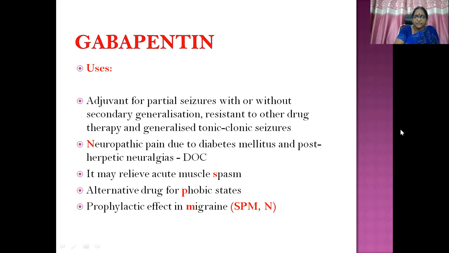And indications are adjuvant for partial seizures with or without secondary generalization, resistant to other drug therapy, that is resistant variety of epilepsy, and then generalized tonic-clonic seizures. And other indications for gabapentin molecule, the mnemonic that I would like to give here is SPM and N, social and preventive medicine and N. S for acute muscle spasm, P for phobic states, M for migraine, and N for neuropathic pains. It could be due to either diabetes mellitus, postherpetic neuralgia. Okay, so that is a drug of choice for neuropathic conditions, gabapentin. And for fibromyalgia, the drug of choice is pregabalin.